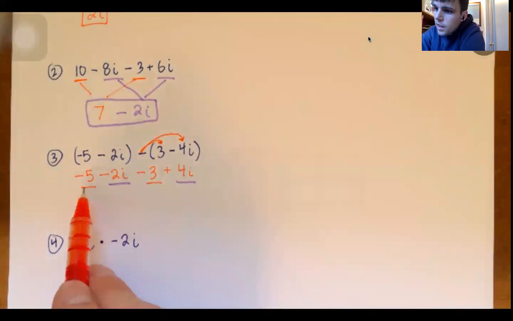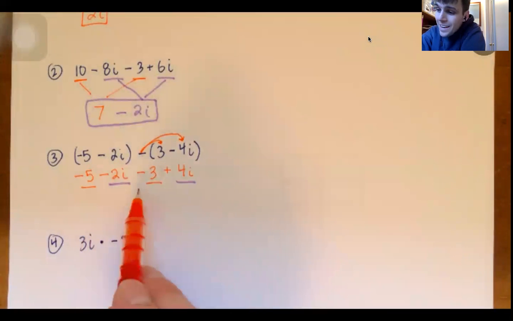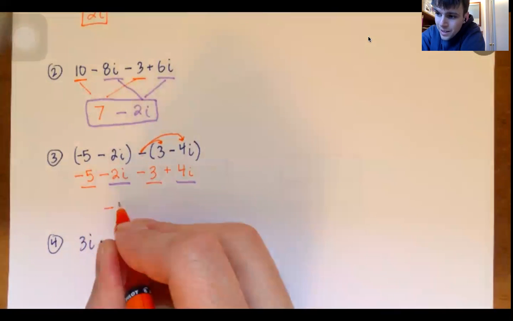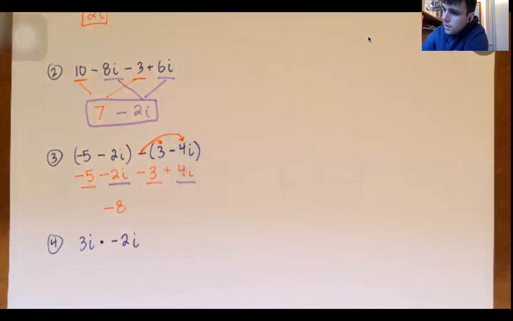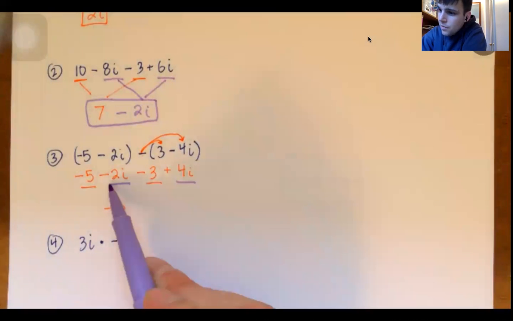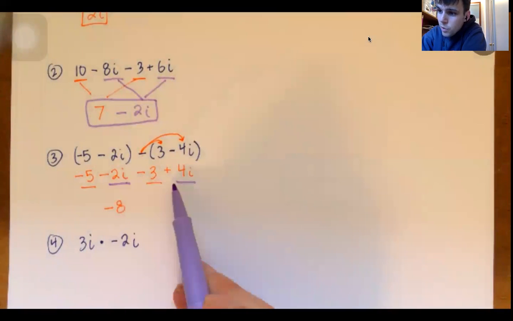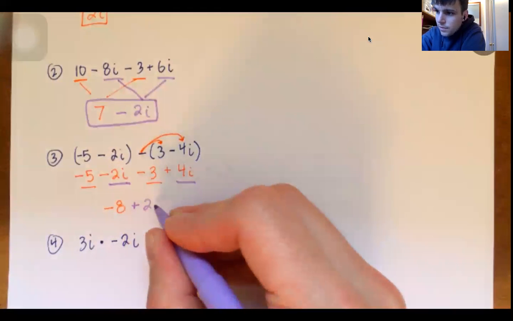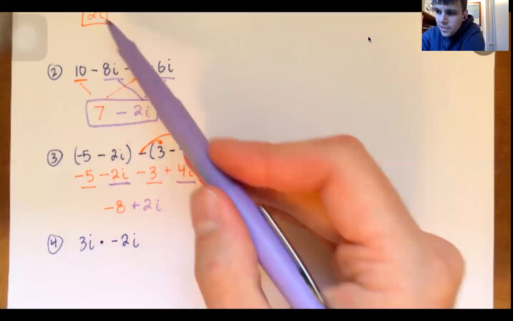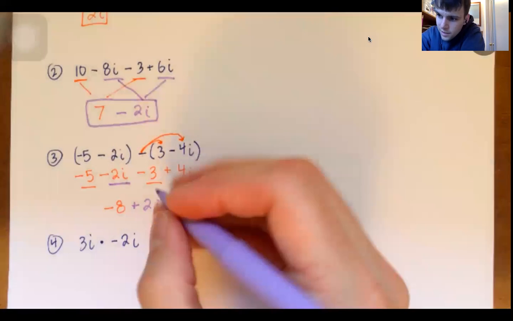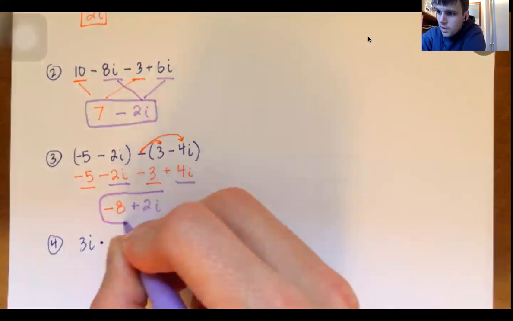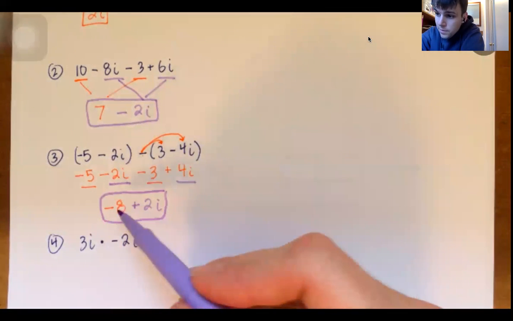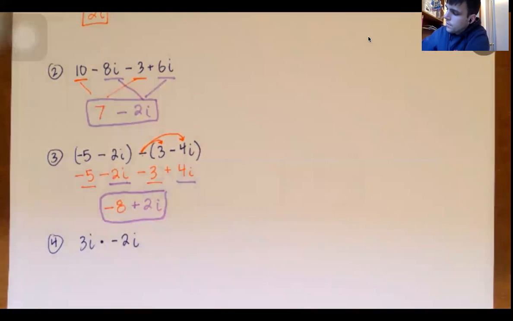So I have negative 5 minus 3. That gives me negative 8 for the real part. And then I have negative 2i plus 4i. That's going to be positive 2i. And a lot of 2 i's here. That's just a coincidence. Here our answer is, again, a complex number. Real part, imaginary part.